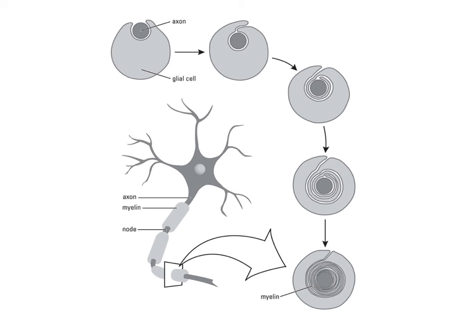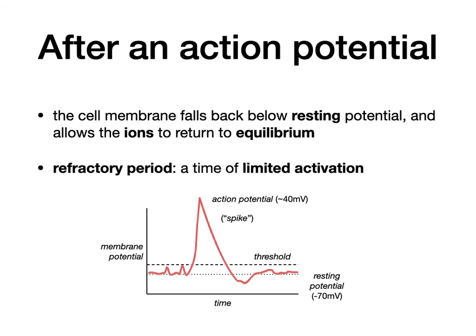So this, I hope, is helping to make sense of what the action potential is and what it does. We should talk about after the action potential. The cell membrane is going to fall back below resting potential, and the ions are going to kind of flow back to equilibrium.